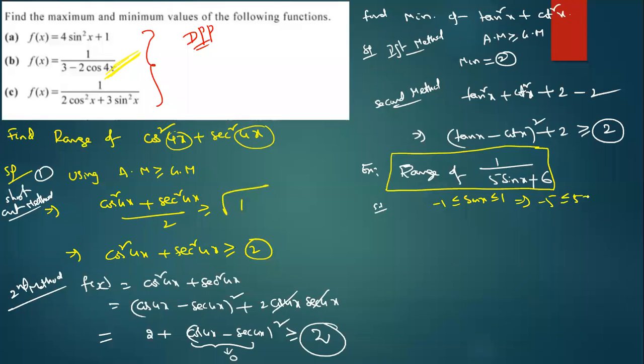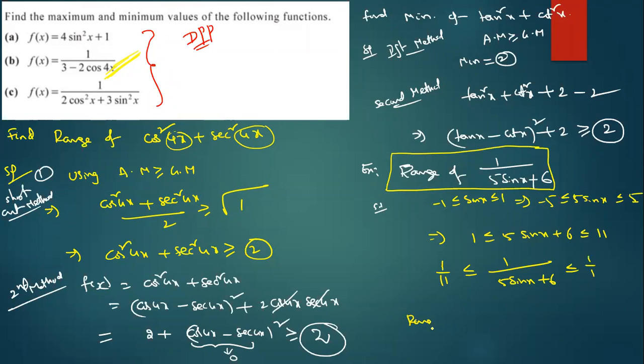So 5 sin x is less than or equal to 5. Still what to do here, dear students? Adding 6 on both sides. How much? 1 is less than or equal to 5 sin x plus 6, which is less than or equal to 5 plus 6, meaning 11. Now reciprocal. Reciprocal means what to do here, dear students? So 1 by 11 is less than or equal to 1 by 5 sin x plus 6, which is less than or equal to 1 by 1.